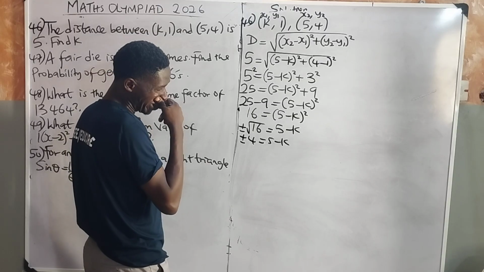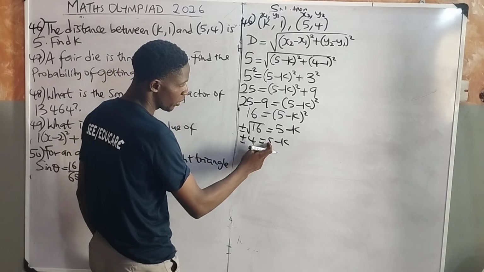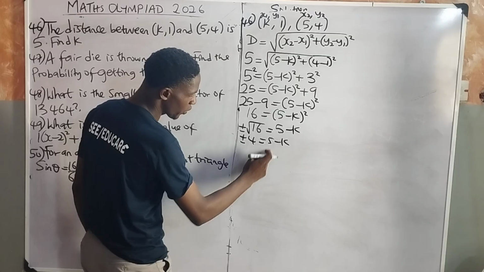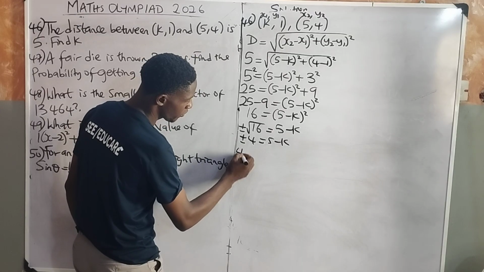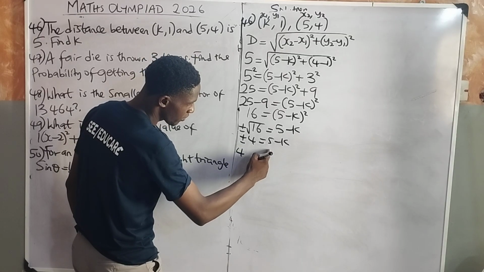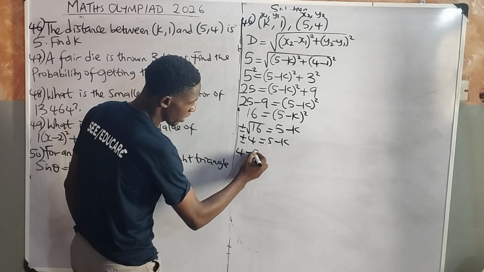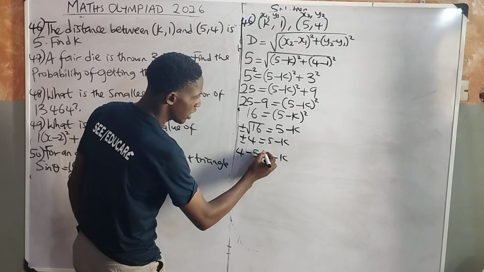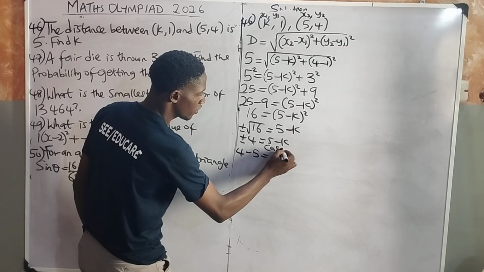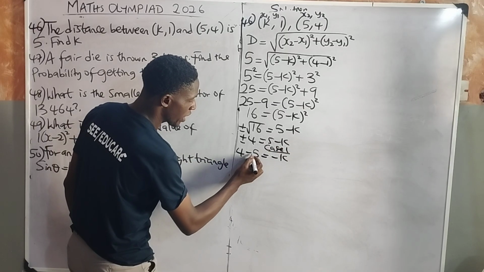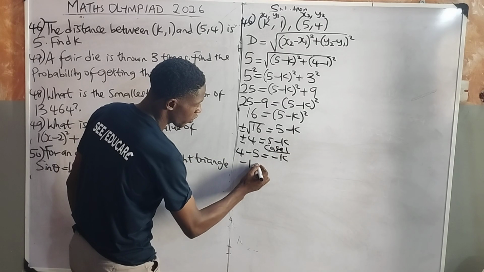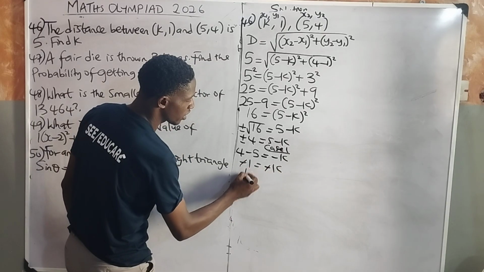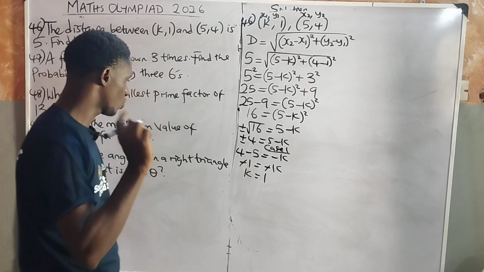So how do we get the first value? So going by this, when it is plus, we have 4, when plus 5 comes here it is going to give us minus 5 is equal to minus K. That is case 1. So 4 minus 5 is minus 1 equal to minus K. Minus will cancel minus. So the first answer of K is 1.